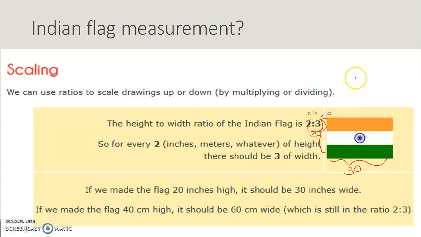In the previous slide, we multiplied by 1/10. It is minimizing that ratio. Now, I am making it bigger with that small measurement. Okay. In your note, you will draw a flag with 2 centimeter breadth and 3 centimeter length. This is centimeter. And this is 20 inches, 30 inches. Something bigger flag. And if I have a flag of height 40, what should be its width?